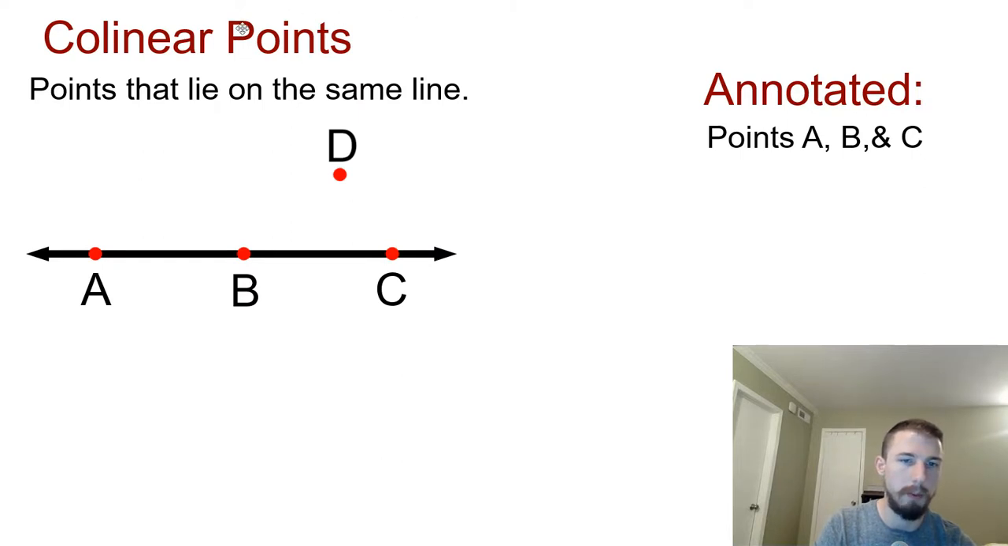Collinear points are points that lie on the same line. That's what co means: same line, points on the same line. So our collinear points in this case are A, B, and C. D is not collinear with those three points because they are not on the same line. Now, if I move D down here, all four of them are collinear points, but right now, it's not on the same line.